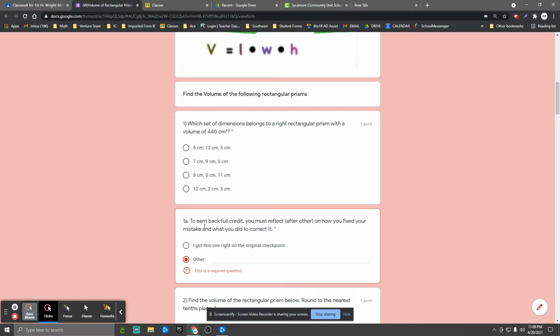Then down here, this is new. It says it's a reflection. So it says to earn back your full credit, you must reflect. So even if you miss this one, go ahead because it's a required question. Go ahead and mark which one you did get correct the first time. And then what you're going to do instead of reflecting, you're just going to say, I got that one right. If you didn't get it right, you're going to put a meaningful reflection here. How did you fix your mistake? What did you do to correct it?